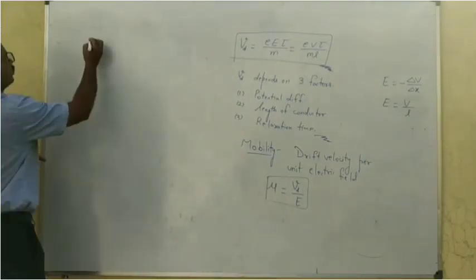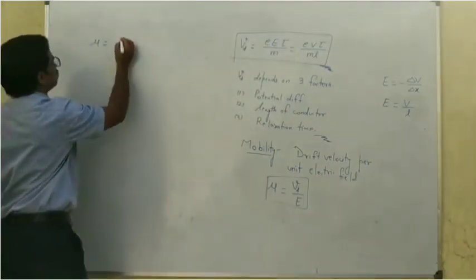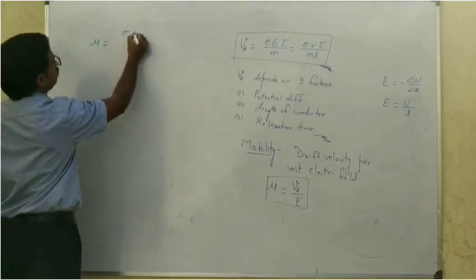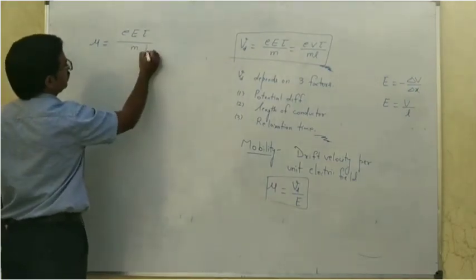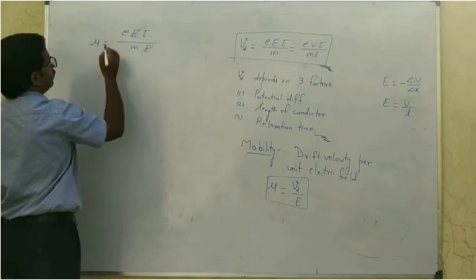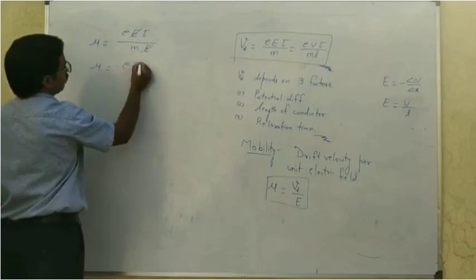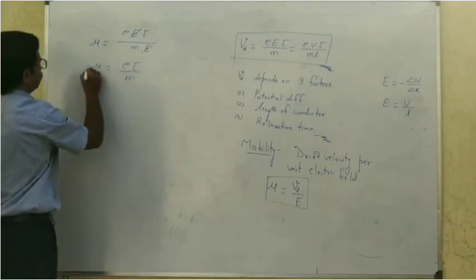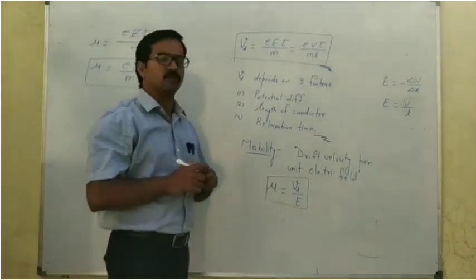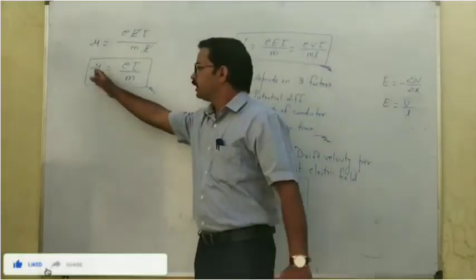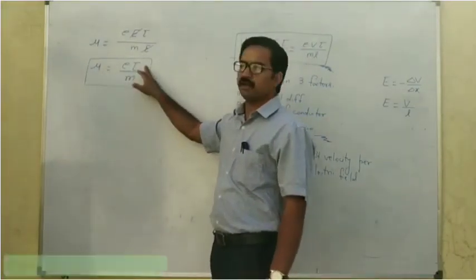When you simplify this, mu is equal to Vd. The value of Vd is E tau by m, and this was divided by E. So this E can cancel out and you get mu is equal to e tau divided by m. This is the mobility of electrons which were moving with drift velocity. So this mobility question can be asked in 1 mark. Mobility depends only on one factor, that is relaxation time.